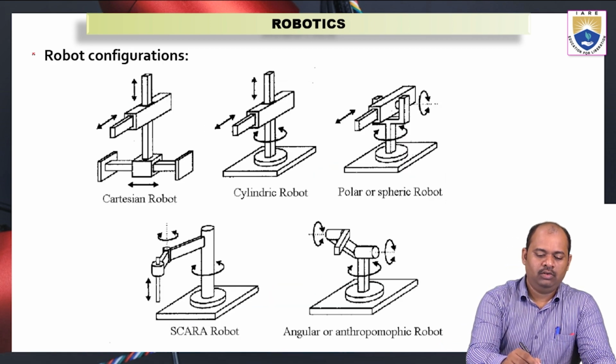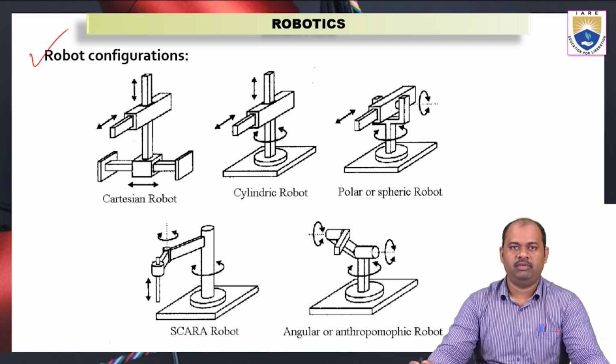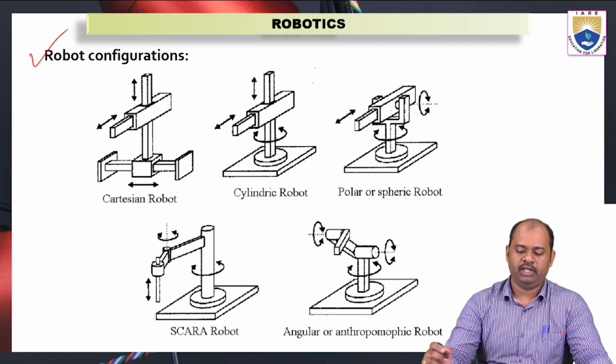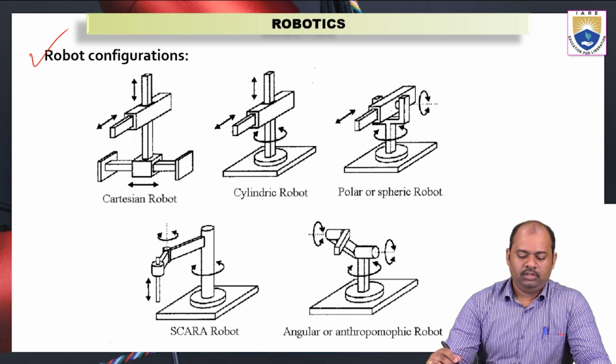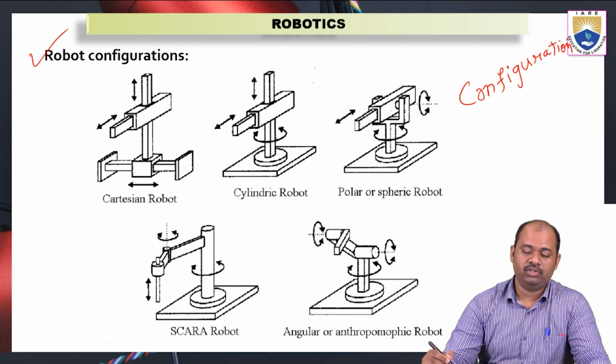Now we'll see what is a robot configuration. What are the different types of robot configurations available in the market for any robot? First of all, we should know what is configuration. Configuration is nothing but in which kind of motion the robots are moving, or which kind of path the robots are designed to move. There are different movements possible for any robot, because we have seen there are a lot of degrees of freedom that can be created.